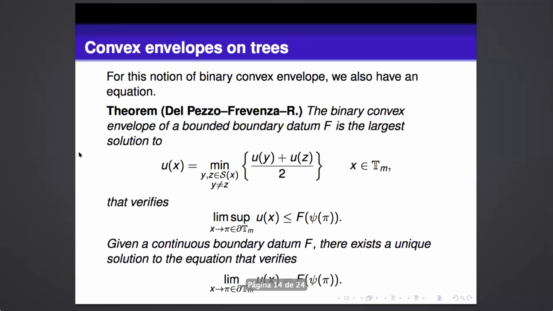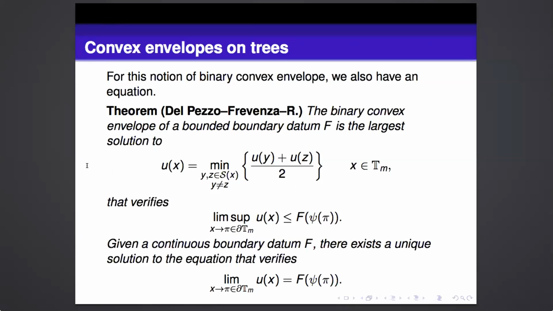Okay, the convex envelope in the tree verifies an equation. This is the analogous of lambda 1 equals to 0 for the Euclidean case. And this is a result with Leandro Del Peso and Nico Frevenza that says that the binary convex envelope is a solution to this equation. So u of x is exactly the minimum taking 2 successors. This is the set of successors of x. So 2 nodes going down of the mean value between the two, u of y plus u of z over 2.